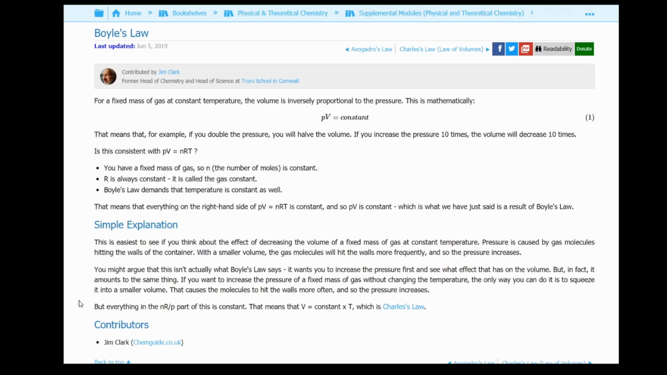You might argue that this isn't actually what Boyle's law says. It wants you to increase the pressure first and see what effect that has on the volume. But in fact, it amounts to the same thing. If you want to increase the pressure of a fixed mass of gas without changing the temperature, the only way you can do it is to squeeze it into a smaller volume.